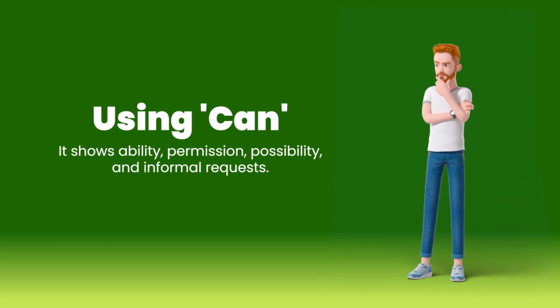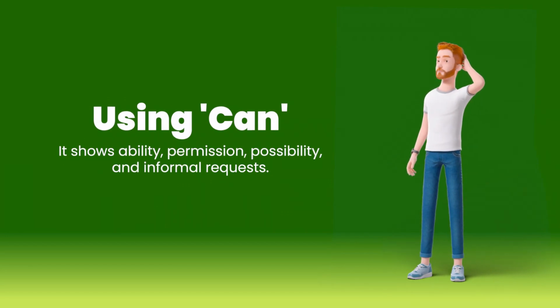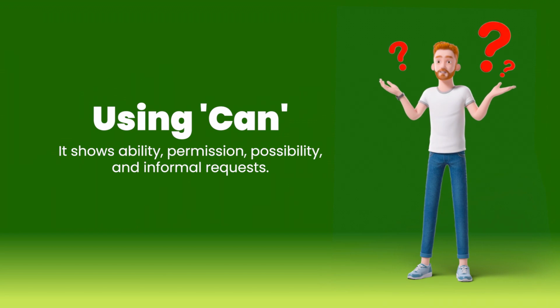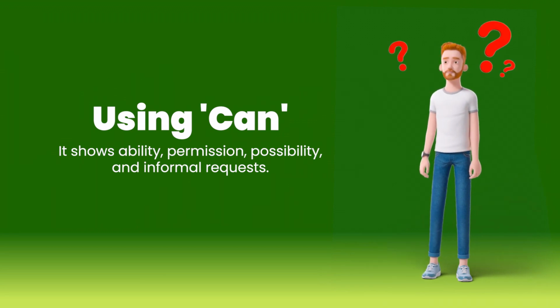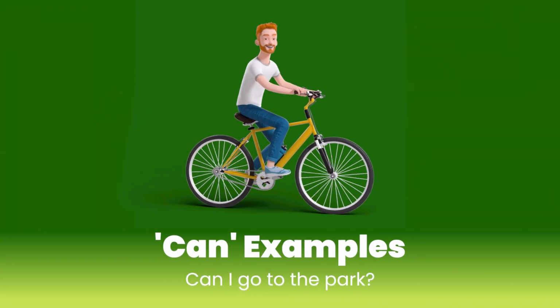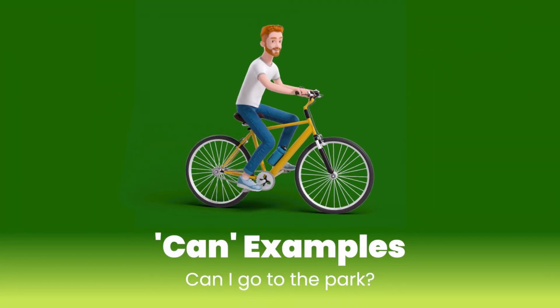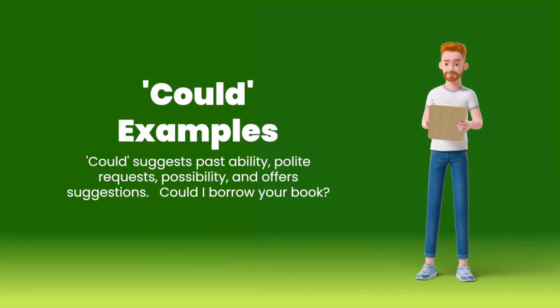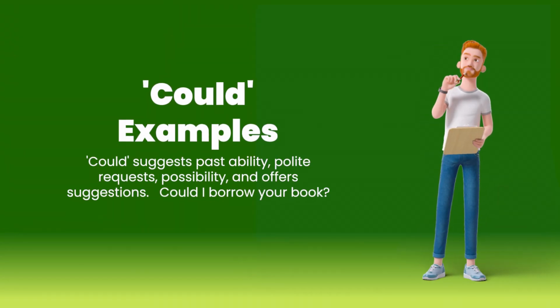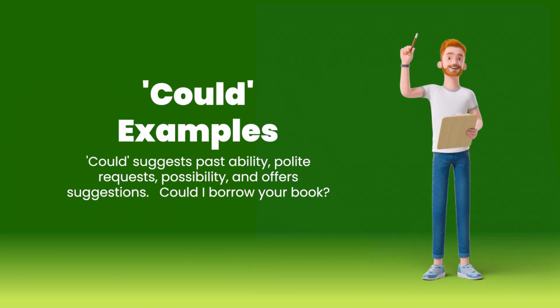Let's look at how to use these modal verbs, starting with can. It shows ability, permission, possibility, and informal requests. Example: "Can I go to the park?" Could suggests past ability, polite requests, possibility, and offers suggestions, like "Could I borrow your book?"